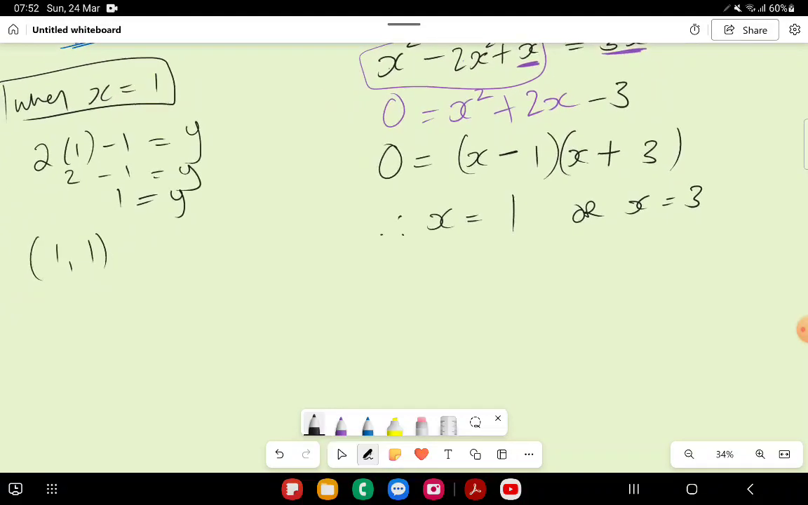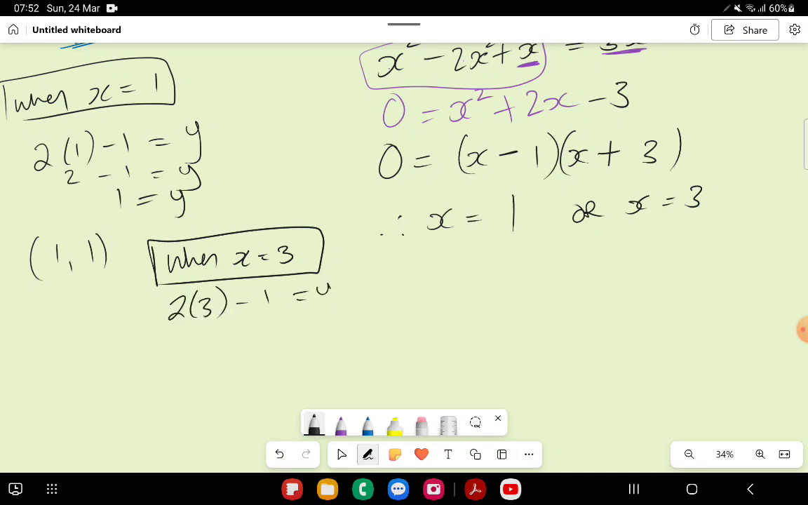Then I make another statement and I say when x is 3, I use the same formula. Again, you can use any of the formulas on the screen. I'm going to say 2 times 3 minus 1 equals y. So 6 minus 1 equals y. So 5 equals y. So my second set of coordinates is 3, 5.